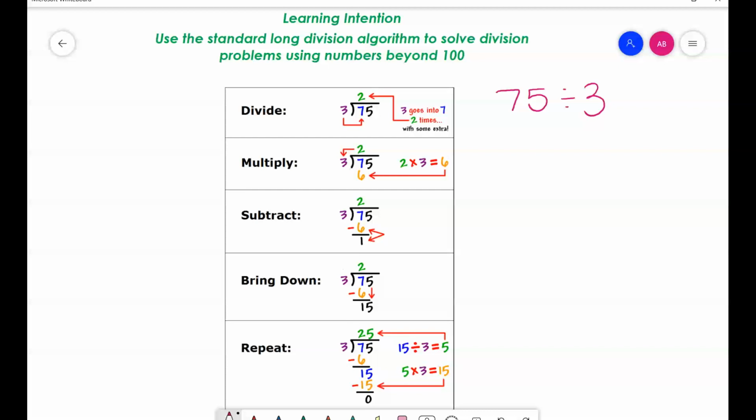So let's look at this. It looks a bit hard. It's not that hard once you learn the steps. So it's like everything else in maths, it can be tricky at first, but once you learn the rules, it's actually not too hard at all.